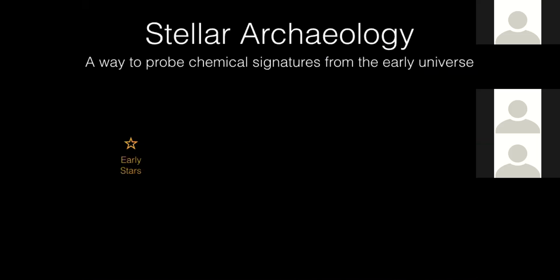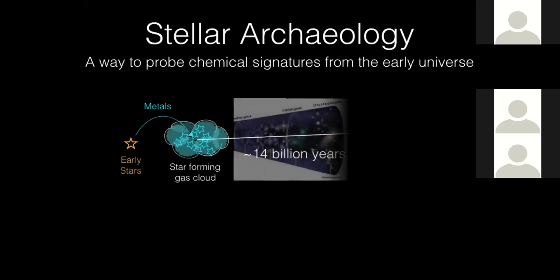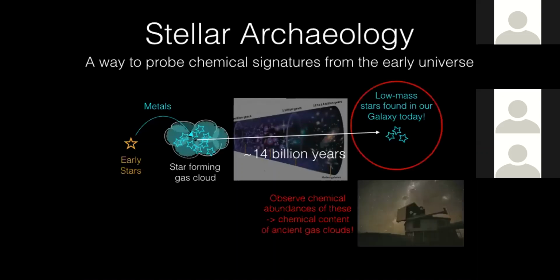But those stars explode and they spew out these heavy elements, these metals, out into the universe. Some of those metals will then recollapse into various star-forming gas clouds. And that will form some more stars. And those stars capture the composition of the universe at that time. So not all of those stars are going to survive, but some of them will. And over the next 14 billion years, the massive stars will die off, but the low mass stars will stay around to actually be observed in our galaxy today and in other nearby galaxies. And so what I and many other people at JINA do is we go searching for these stars.